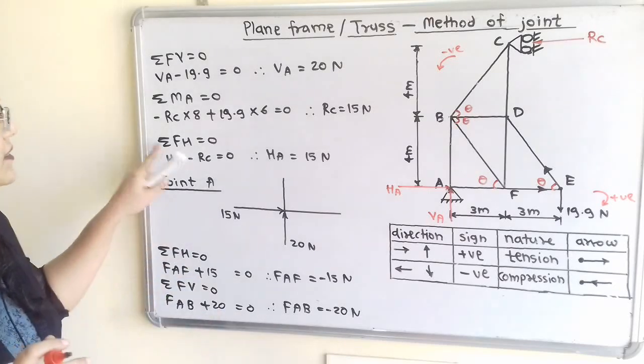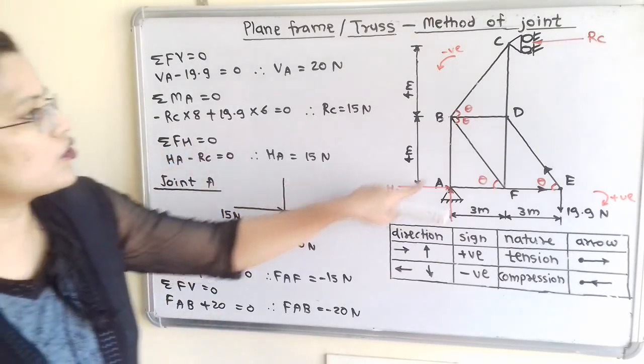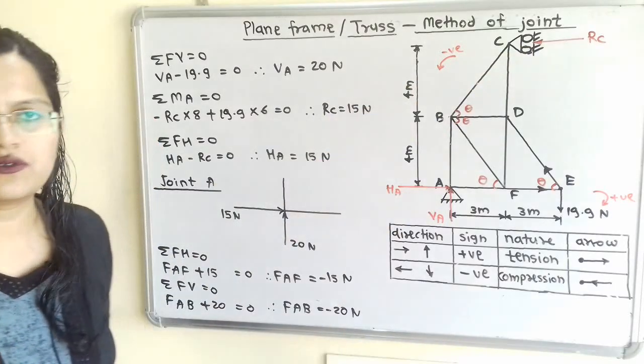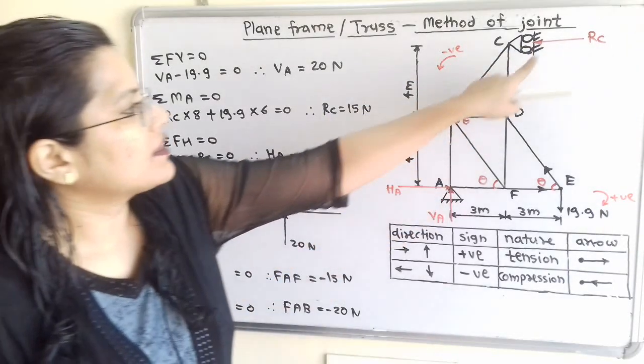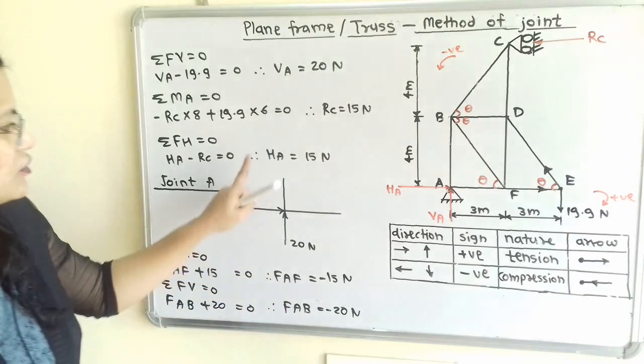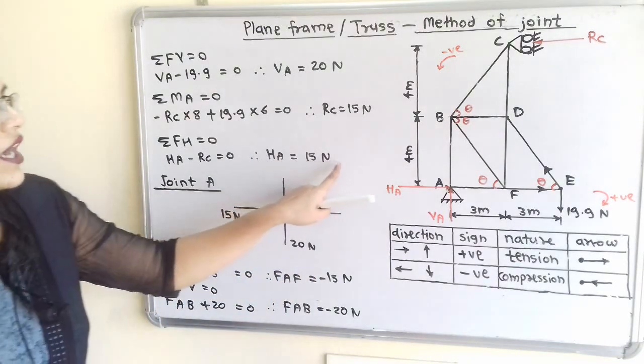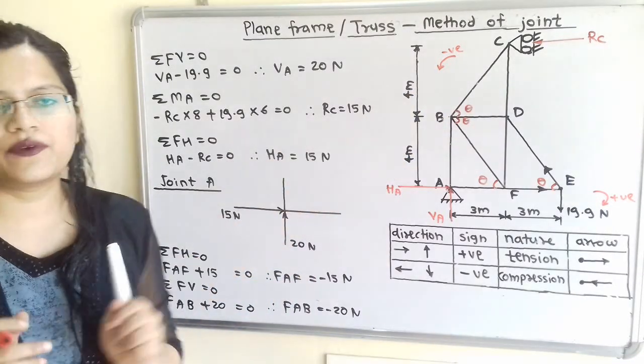Now we will apply the next rule, summation of all horizontal forces is equal to 0. So both are opposite in direction. So HA is equal to RC and that is equal to 15 Newton.